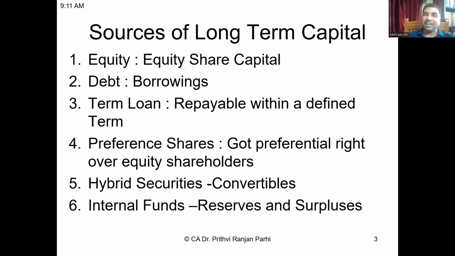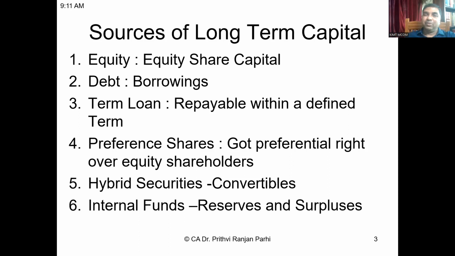Equity means equity shares. Here the owners of the company are called the equity shareholders. Equity shareholders in the sense that per share, the dividend distribution will be equal. Each share has an equal voting right. But if someone has 10 shares and another person has 20 shares, then depending upon that, the voting right will vary. But per share, rights are the same. Therefore, they're called equity shares.